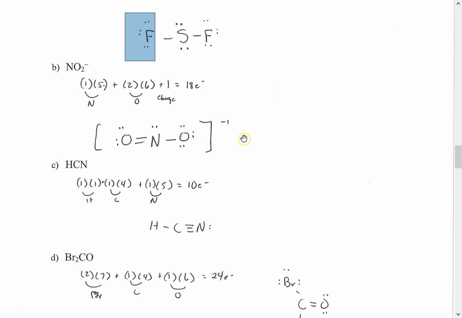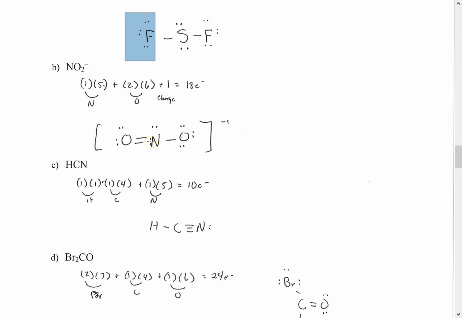So for the nitrite polyatomic anion, notice that the nitrogen has 1 times 5 valence electrons. There are 2 oxygens. They each bring 6 valence electrons. And I kick in 1 electron for the charge of -1, for a total of 18 electrons. So the least electronegative is nitrogen. We're going to put it in the middle, and remember we learned to make a sigma bond reaching out to the oxygens.